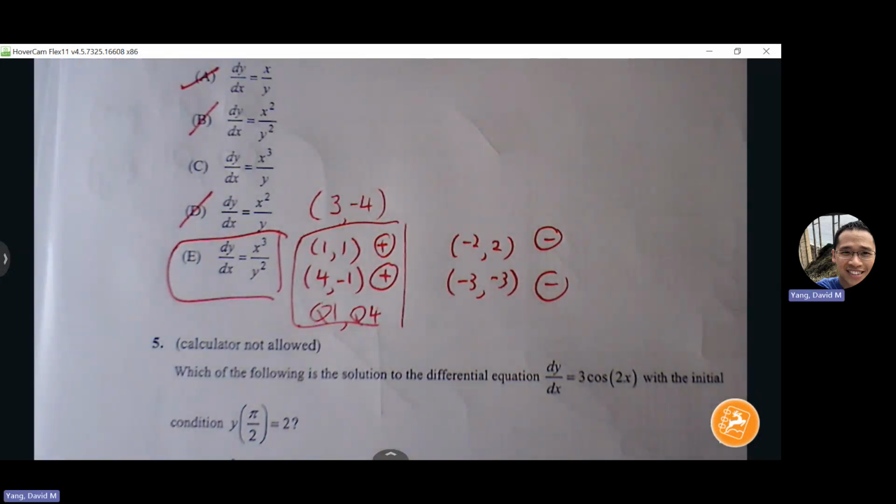And again, we can't tell a slope of 3 from a slope of 6, but we can tell a positive slope versus a negative slope. So we can use that to our advantage.